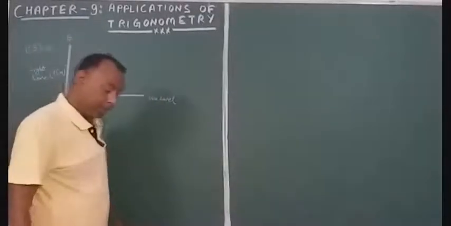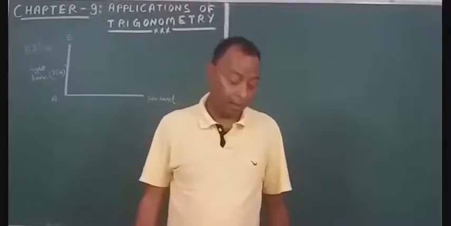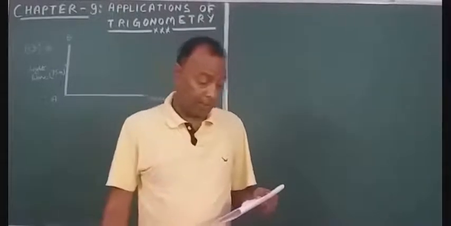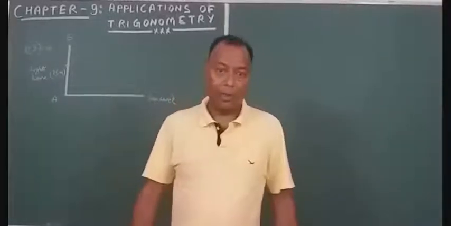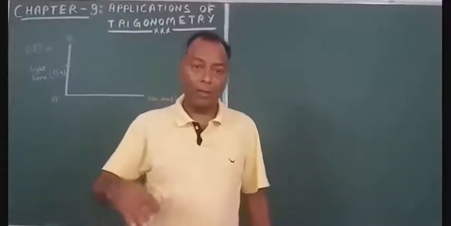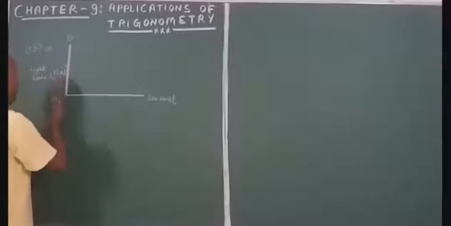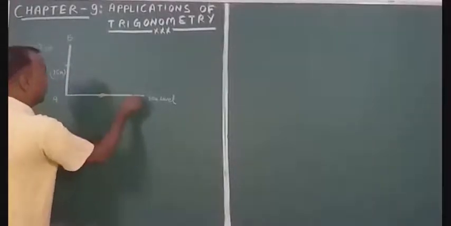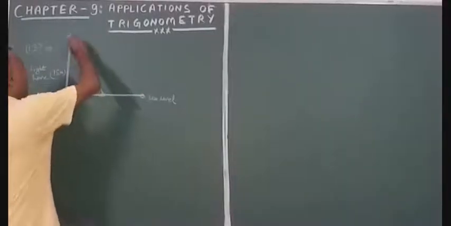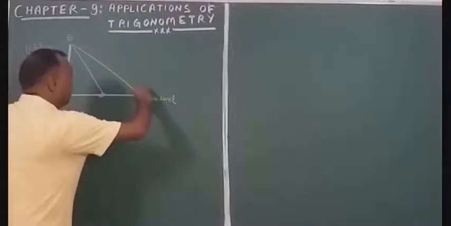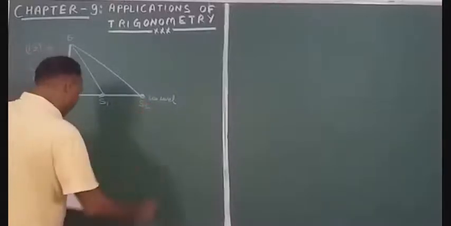दो शिप्स हैं समुद्र में जिसका angle of elevation given है 30 डिग्री और 45 डिग्री. If one ship is exactly behind the other on the same side of the lighthouse, और दोनों शिप बिल्कुल एक दूसरे के पीछे हैं, and the same side of the lighthouse. Suppose ये लाइट हाउस है AB और इसके राइट साइड में ही दोनों हैं, एक ही तरफ. These are the two ships. This is ship 1, S1, and this is ship S2.